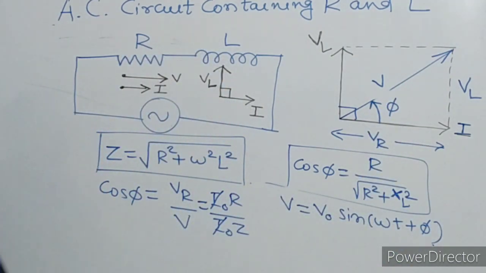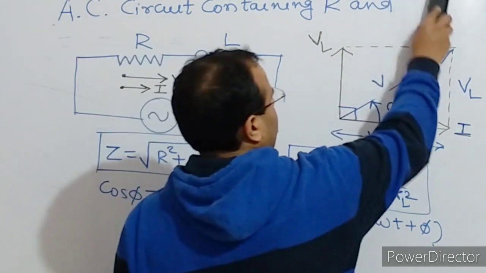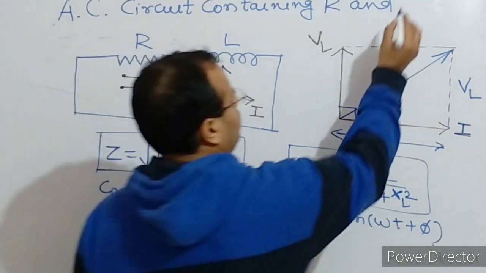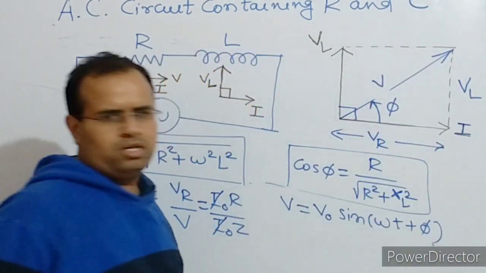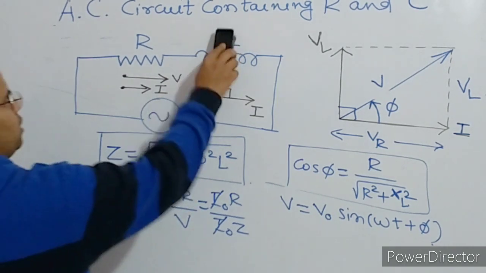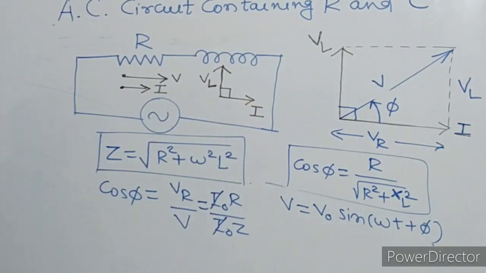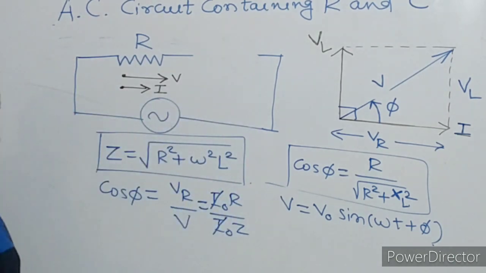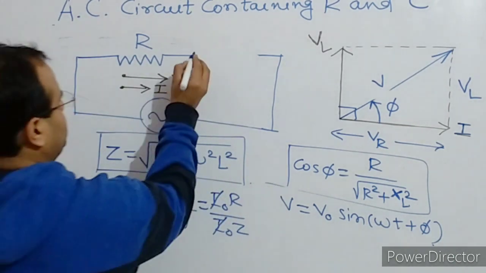Let us discuss the next circuit in which there is R and C. So when resistance and capacitor are there, what happens? Let us try to understand. So here we have R, and instead of the inductor we have a capacitor here.